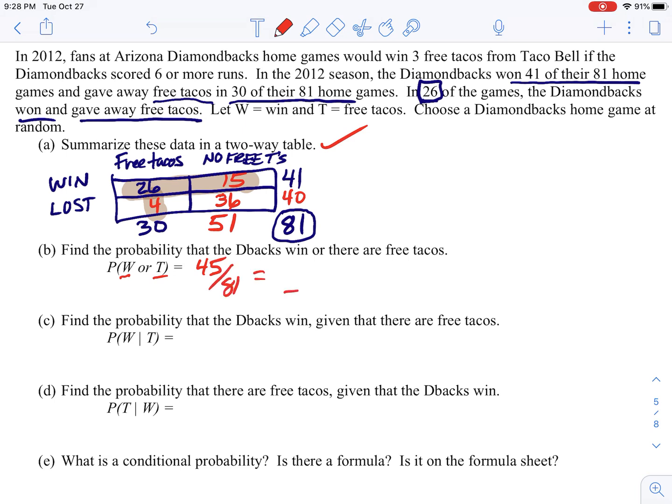And we could get a decimal if we needed to there, but the probability can be written as a fraction. It can be written as a decimal. In this case, I think it's around 56%, something like that.